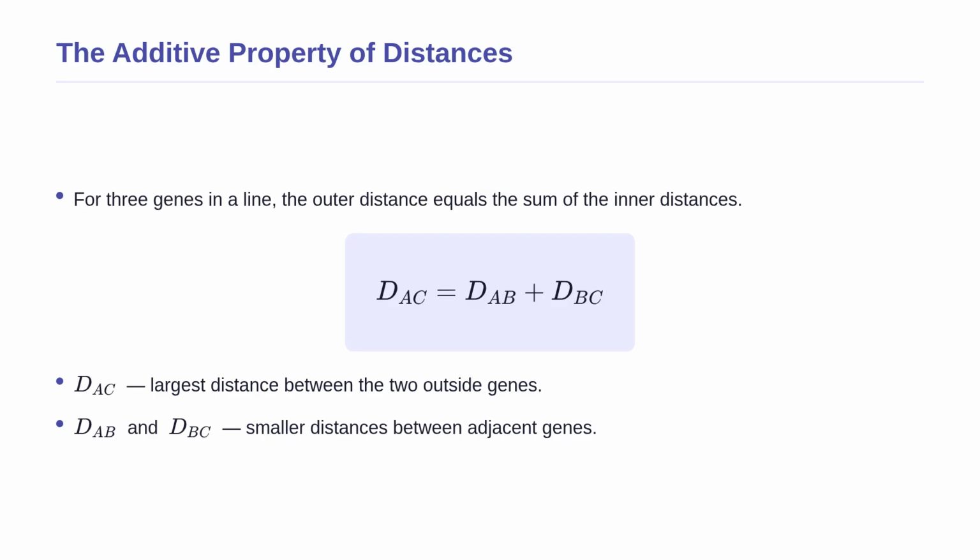Here is the formula. DAC equals DAB plus DBC. The variable DAC represents the largest distance, which separates the 2 outside genes. The variables DAB and DBC represent the smaller distances between the adjacent genes inside that segment. If the physical distance between the outer genes increases, the sum of the inner segments must increase by the exact same amount.